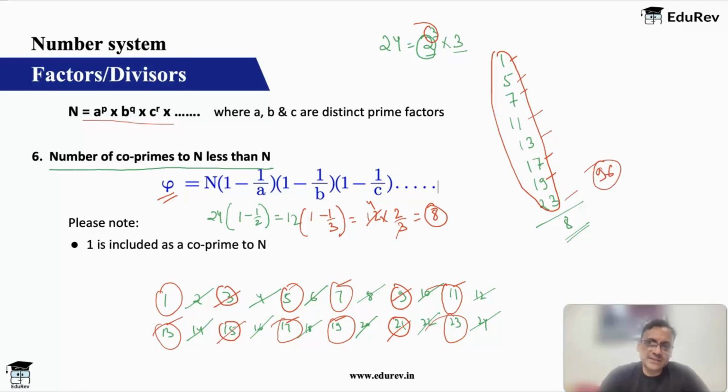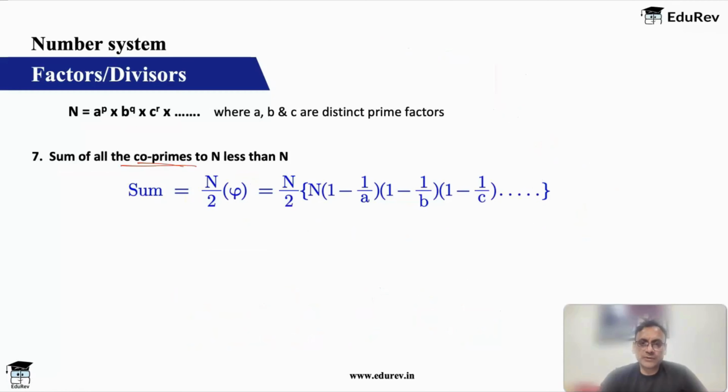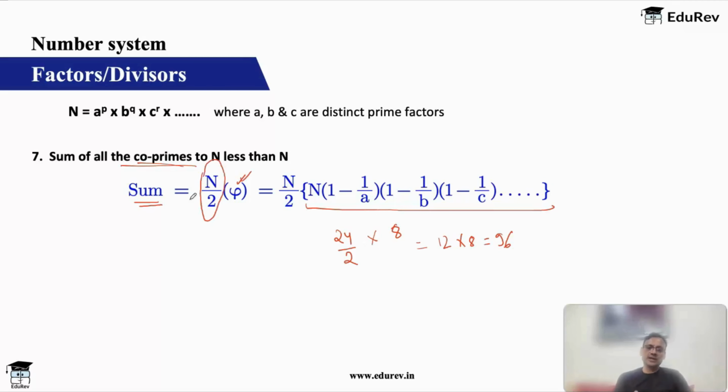Okay, there's a very simple formula to give you this, which is basically whatever we found earlier. We found 8, right? You multiply that with, what was your number? 24, right? 24 by 2, which is 12. So 12 into 8, you will get the same 96. So if you have to find the sum, you have to do nothing but find the number of coprimes and just multiply that with n by 2. And you'll get the sum of all those coprimes.